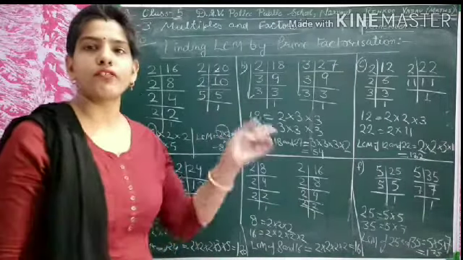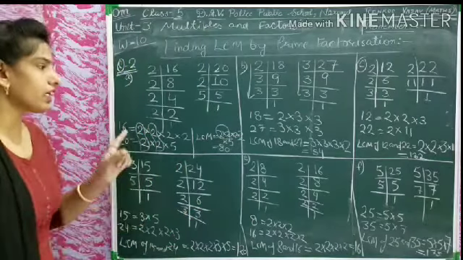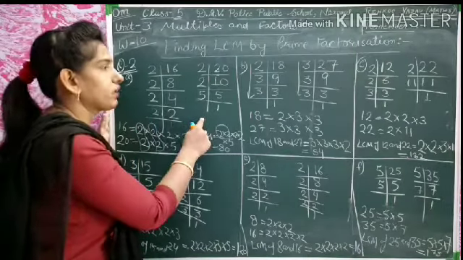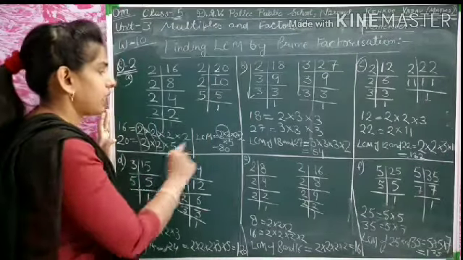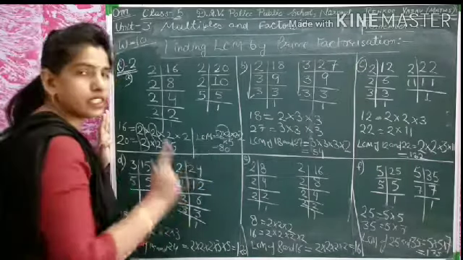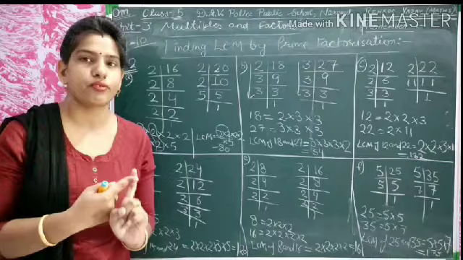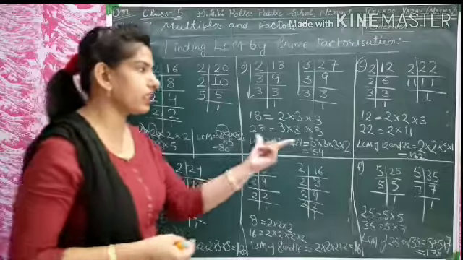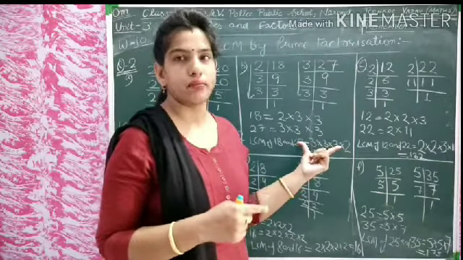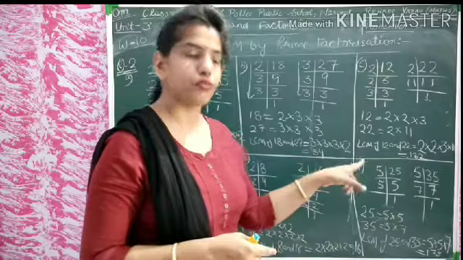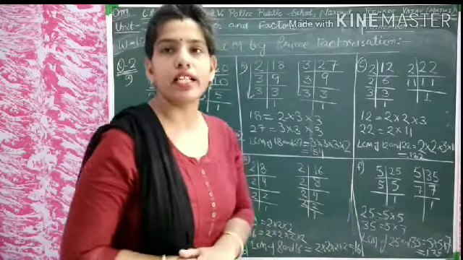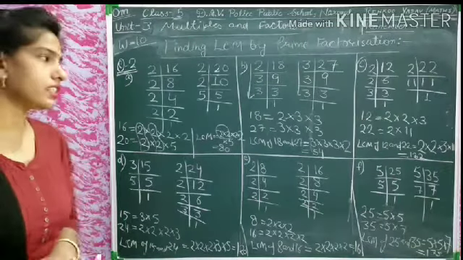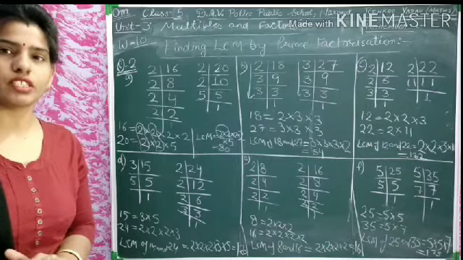This is the prime factorization method for any number: first do the prime factorization of both the numbers, then write down the prime factors, and then take the LCM by finding the maximum number of times each factor occurs. The maximum number of times the factor occurs is written in the LCM, and then find the product of these factors, and this will be the LCM of these numbers. Is this clear, students? I hope you have understood this prime factorization. Very easy methods are there.